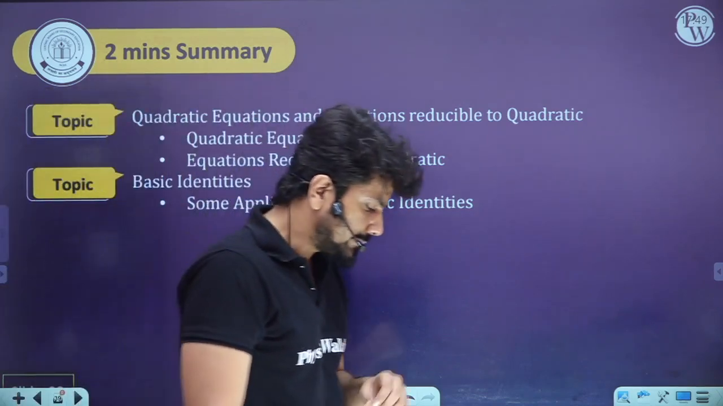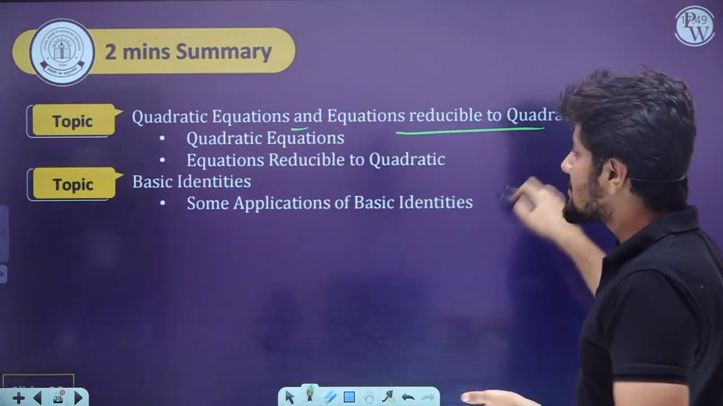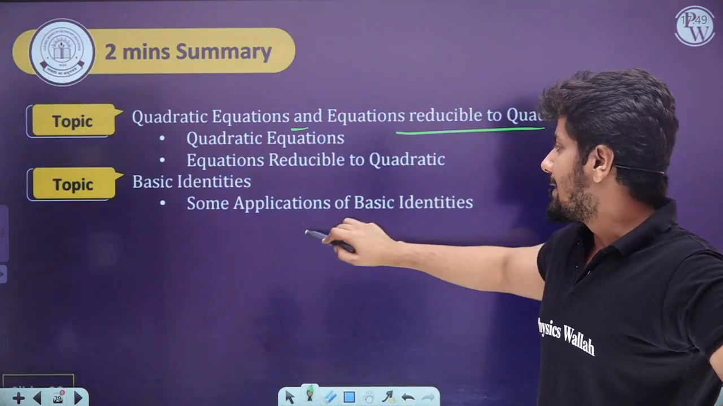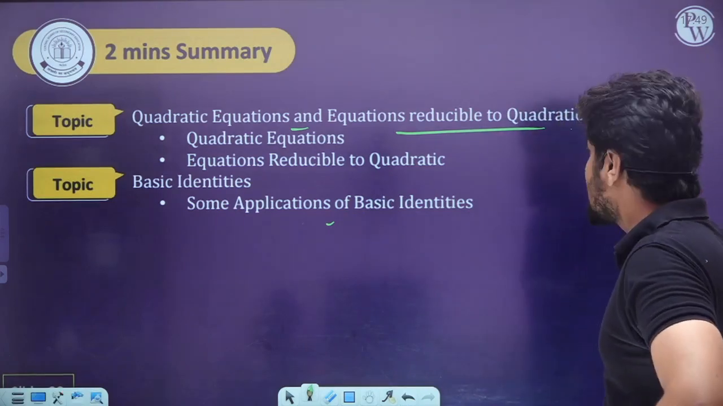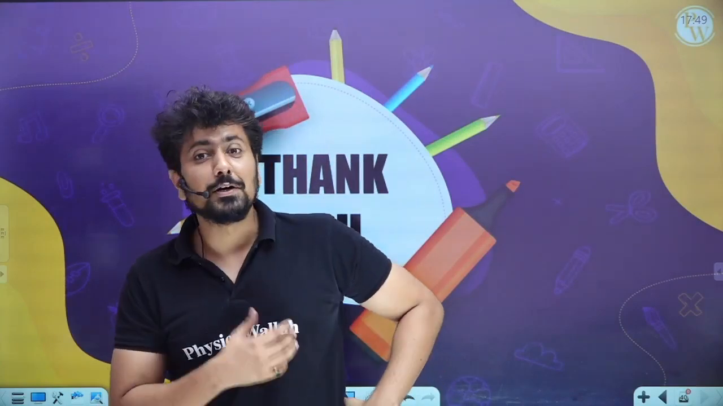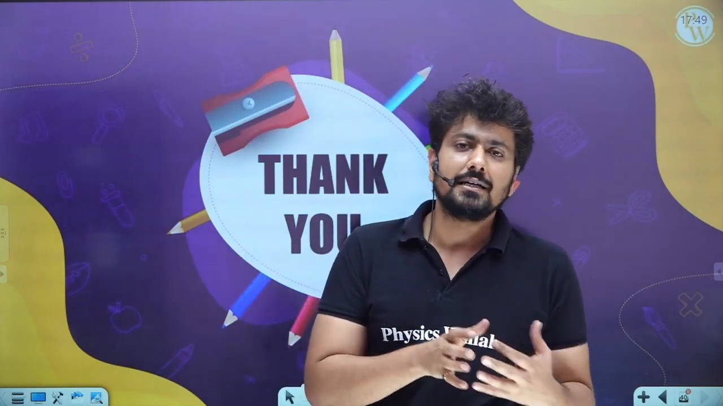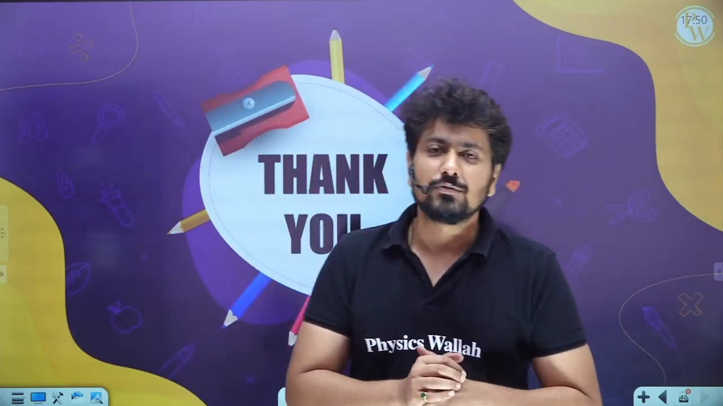So in this session today, what we have learned mostly is quadratic equations and equations reducible to quadratic, and then some basic identities. These are the only two portions we have studied in this session. Now you can do your revision, make your own notes, do your DPP. In the next class, we'll be learning about wavy curve method and how to solve inequalities. Then in the next one, we'll be learning about logarithm. So see you guys in the next one. Till then, take care, keep studying, be consistent.